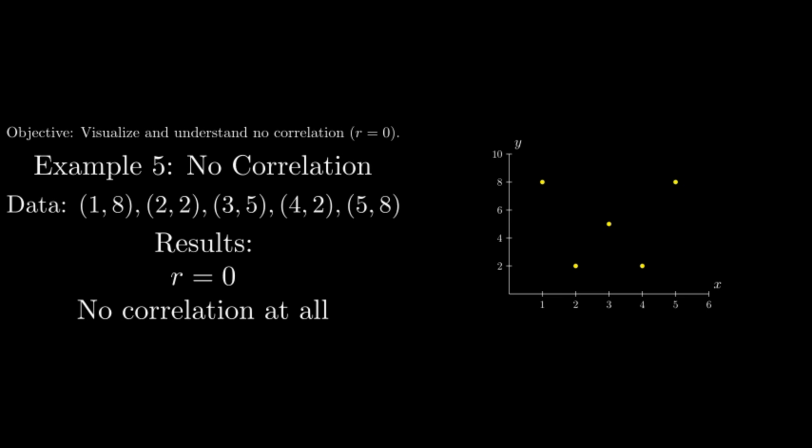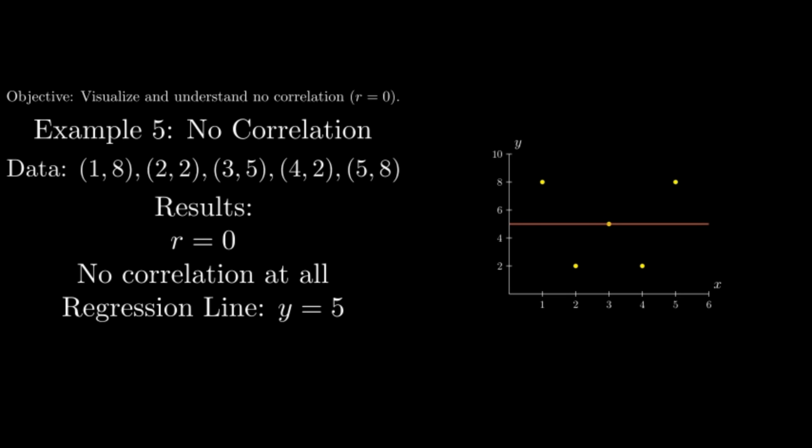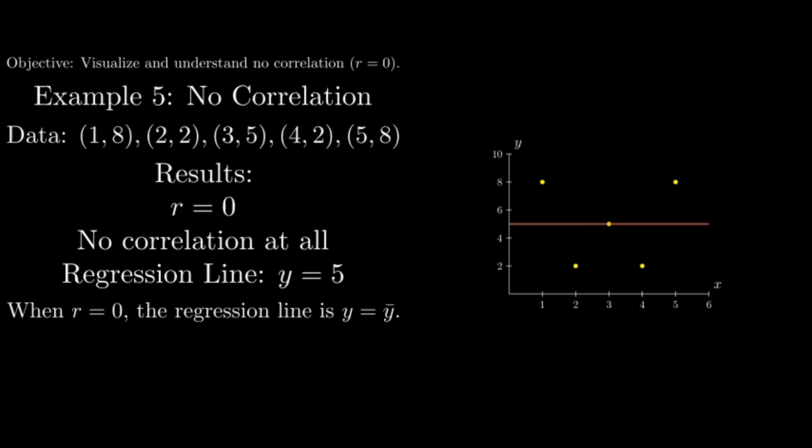So, what does the line of best fit look like in this situation? The regression line is y equals 5. This is a perfectly horizontal line. What is the significance of the number 5? If you calculate the mean of the y values 8, 2, 5, 2, and 8, you'll find that the mean is exactly 5. When there is no correlation, the regression line is simply a horizontal line at the mean of y. This makes intuitive sense. If x gives us no information to predict y, our best guess for y, regardless of the x value, is simply the average value of y.